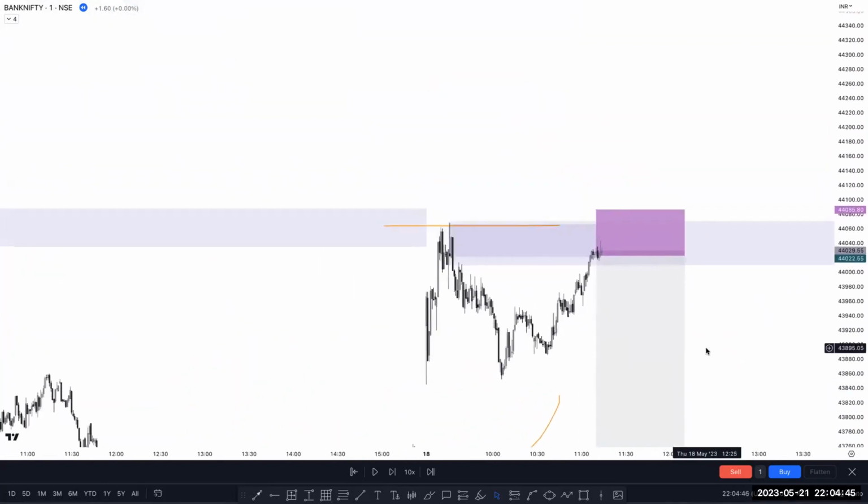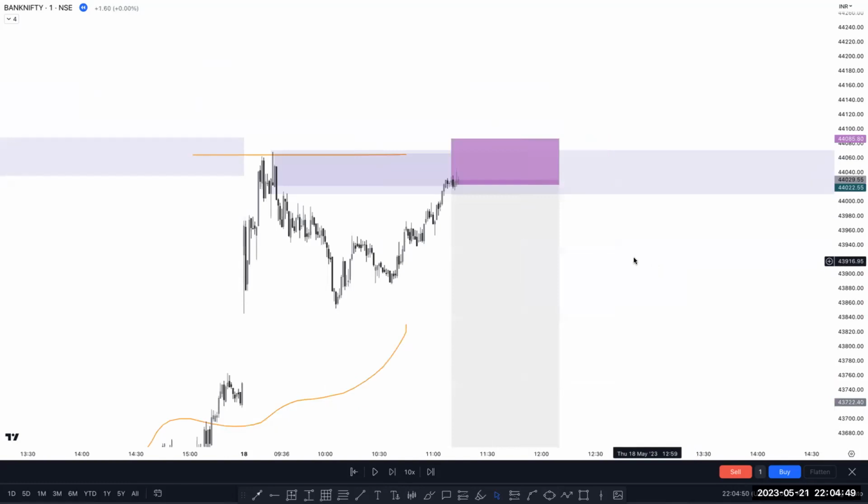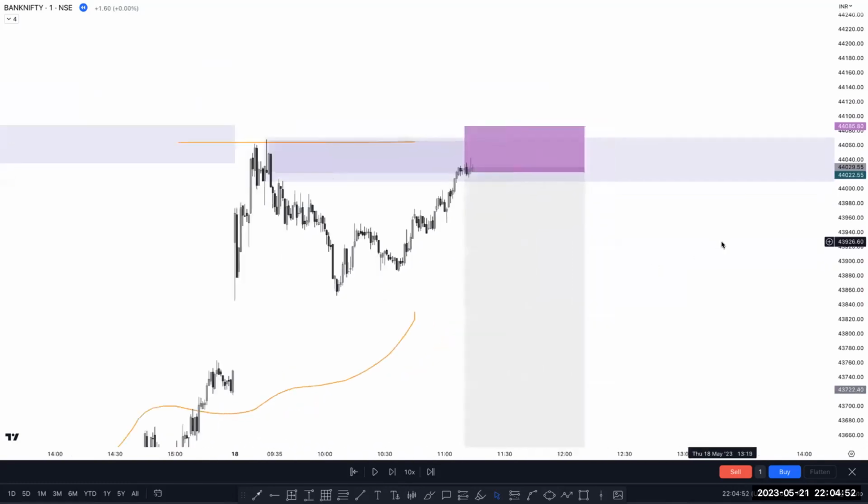Bank Nifty chart is choppy. Yes, sir. This market is choppy almost, but we have to take trades in every market. Everyone trades in a different sector.